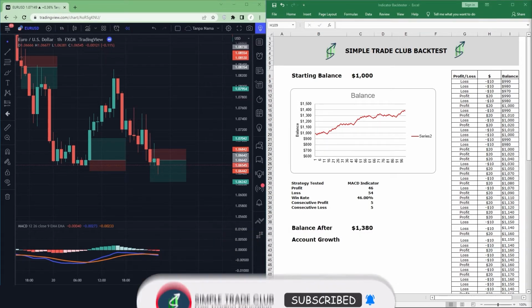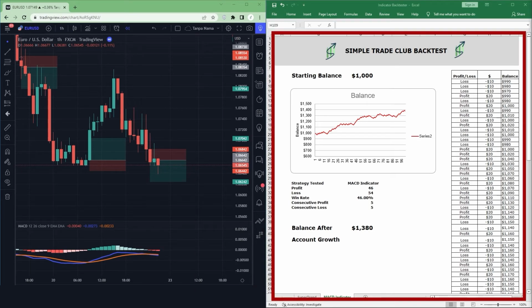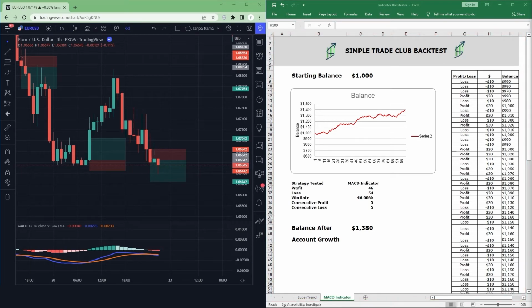We can see the result of the MACD indicator. The MACD indicator has 46 profit trades and 54 loss trades. It means at a 1 to 2 risk to reward ratio, the MACD indicator has a 46% win rate. The consecutive profit is 5 trades in a row, and the consecutive loss is 5 in a row.